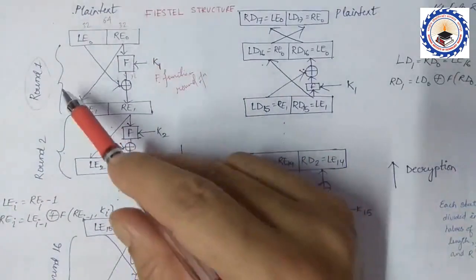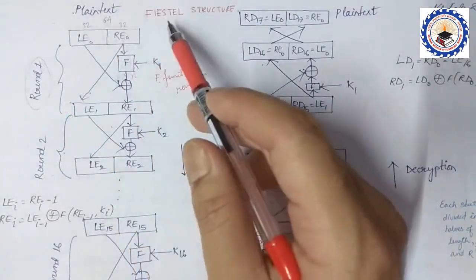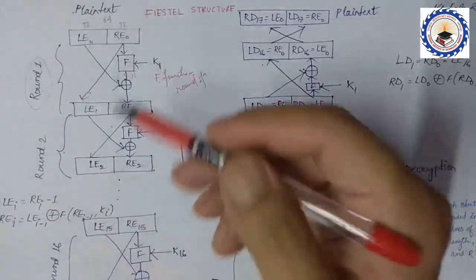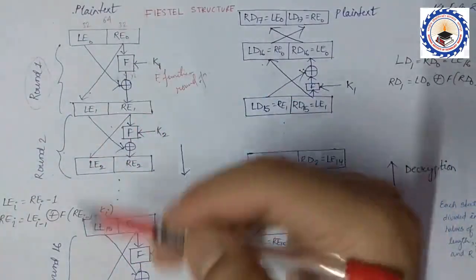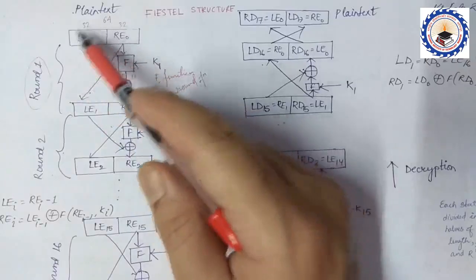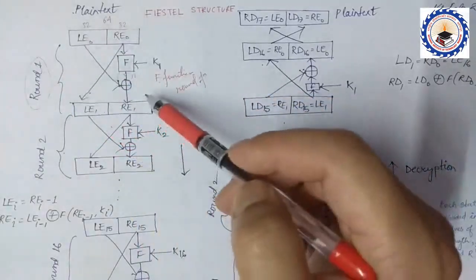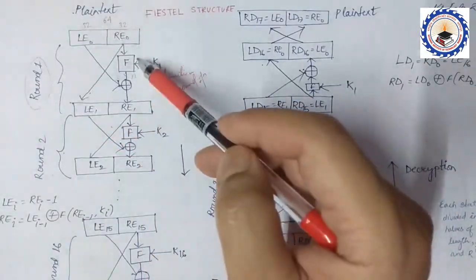Okay, it's round 1. So like this one, in a Feistel structure, there are n number of rounds. There can be 16 rounds, 8 rounds, 10 rounds, and so on. These are nothing but one round. In a particular round, there will be one function, which we call the round function.